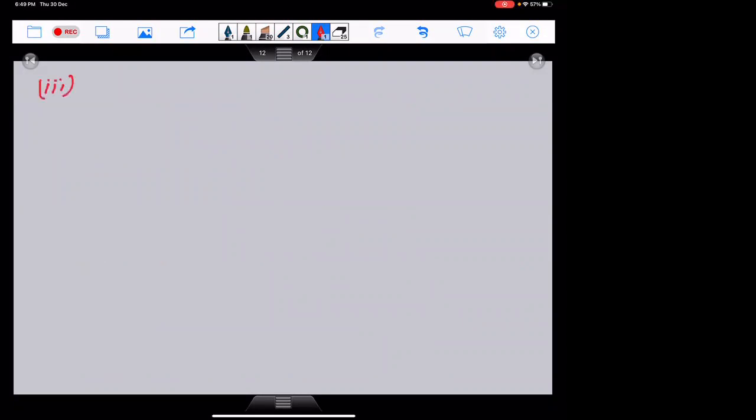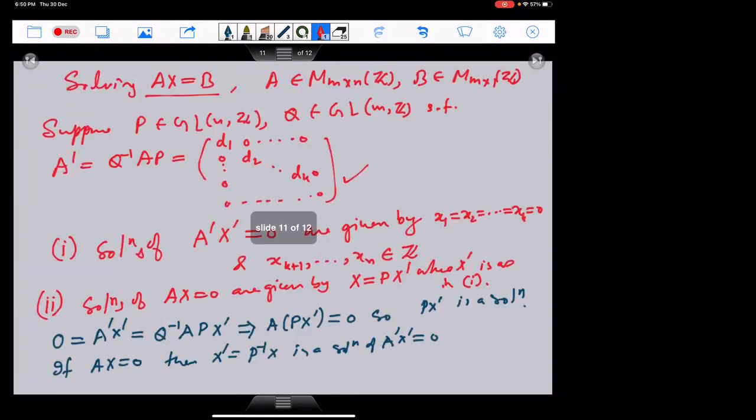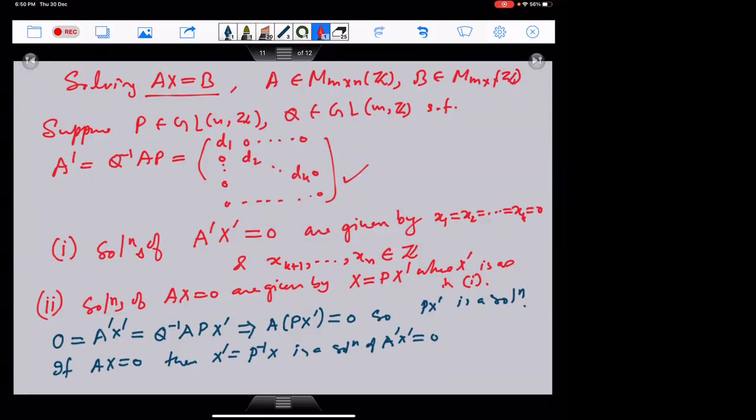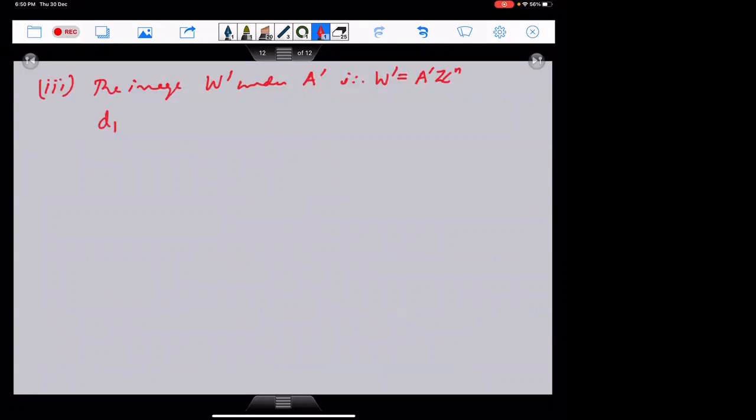3, the image denoted by W prime under the map A prime, that means multiplication by A prime, that is W prime is A prime times Zn. I'm applying A prime to any element of Zn, and what are possibilities? So can you tell me by seeing this one? If I multiply by A prime to a Zn, what are all I am going to get? Anybody would like to suggest? Simply multiply. I'll get D1 of the first component.